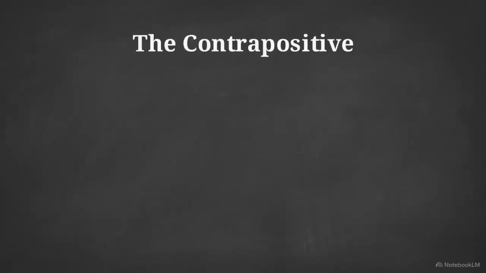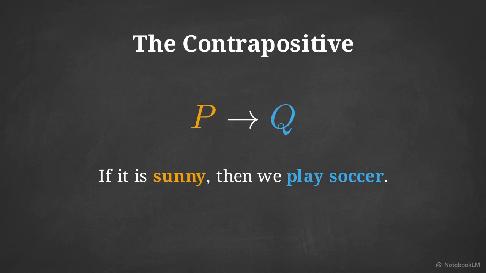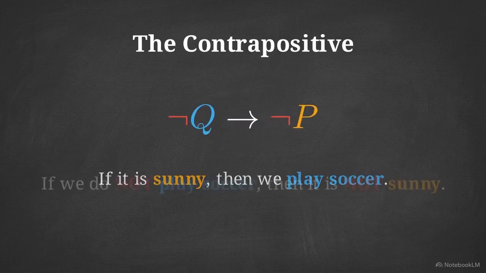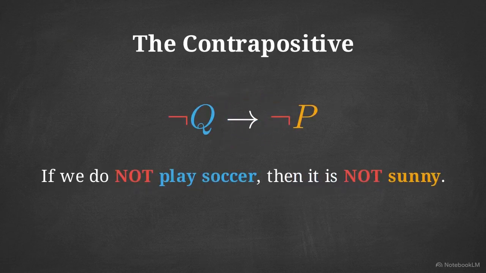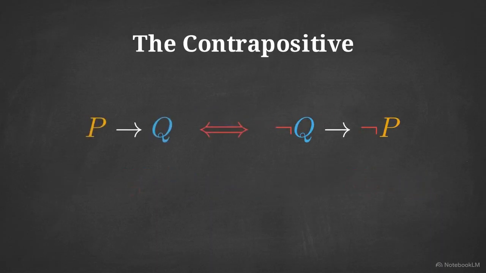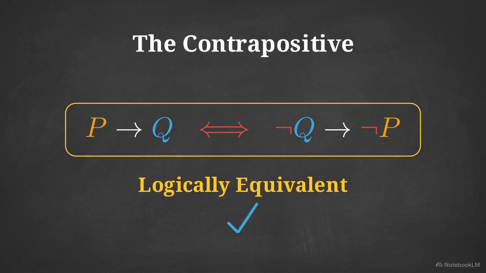To create a flawless logical mirror, we use the contrapositive. By both reversing and negating the statements, we construct a new rule. If we do not play soccer, then it is not sunny. This formulation perfectly preserves the truth of the original promise.